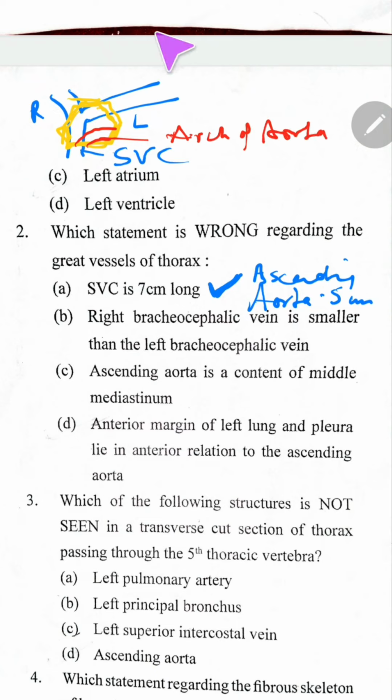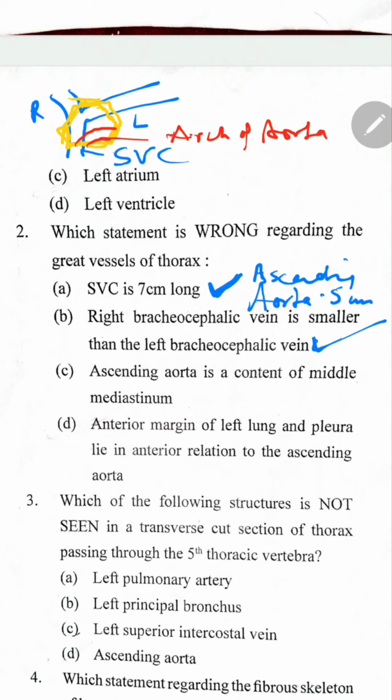Okay, so this one again is correct. Got it? Next, ascending aorta is a content of the middle mediastinum.